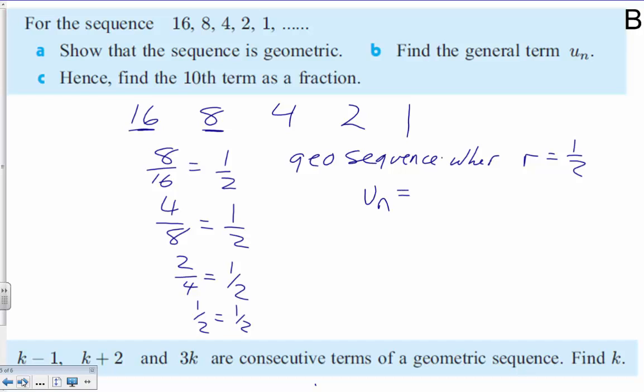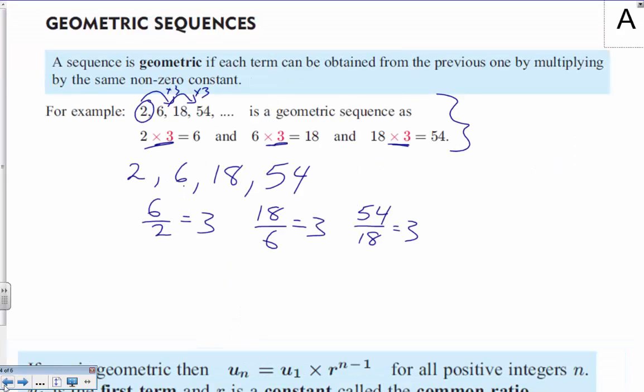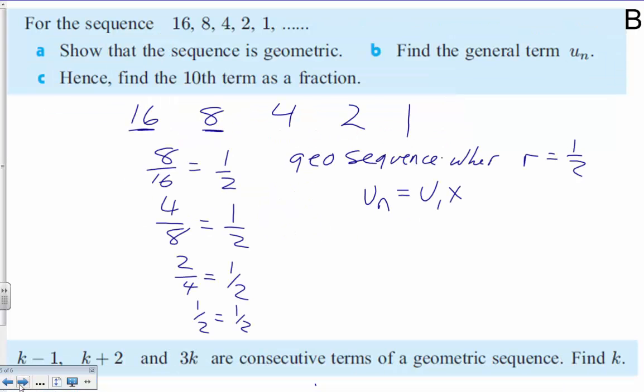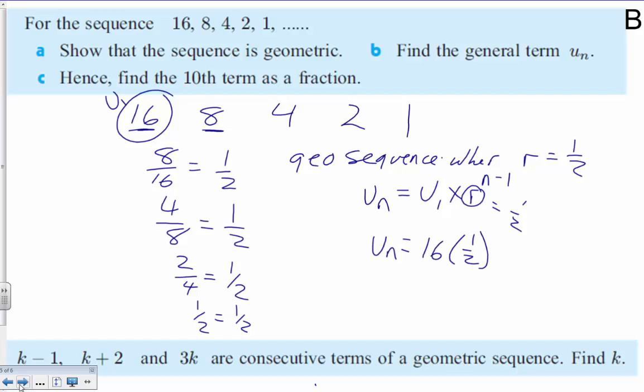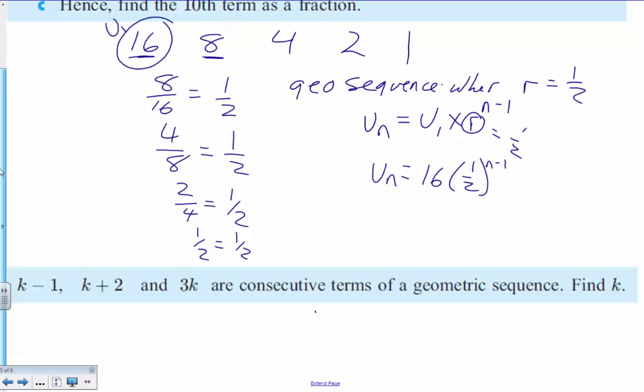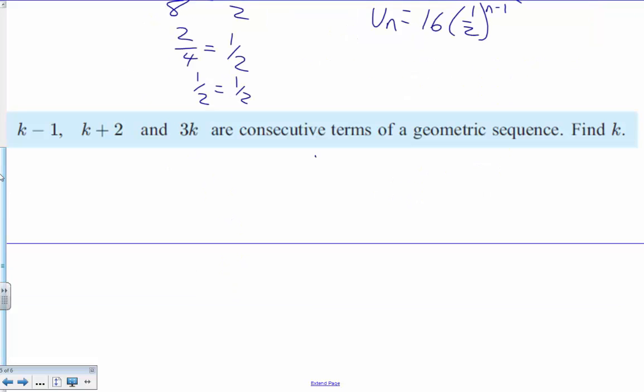un equals... I'm losing my mind, haven't done these in a while. Let me go back quick, look at this. We want u1 times r to the n minus 1. Perfect. Well, u1 is the first term of the sequence, and r equals 1/2. So un equals 16 times (1/2) to the n minus 1. And that's all there is to figuring out a geometric sequence. Pretty straightforward. It goes back to our exponential graphs that we were working on before.